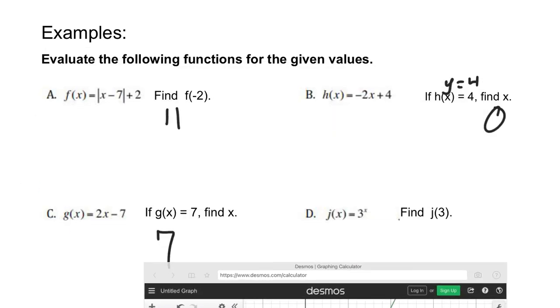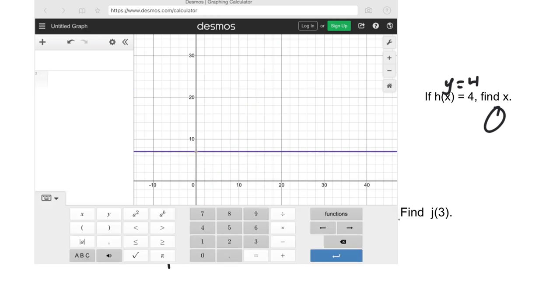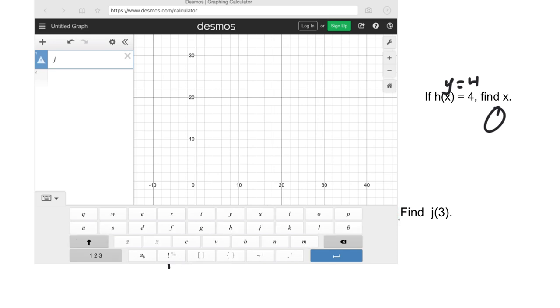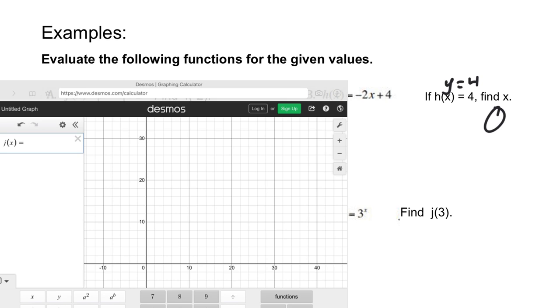All right, and then this last one, j of x equals 3 to the x. And they want us to find j of 3. So, j of x equals, forgot what it said, 3 to the x power.